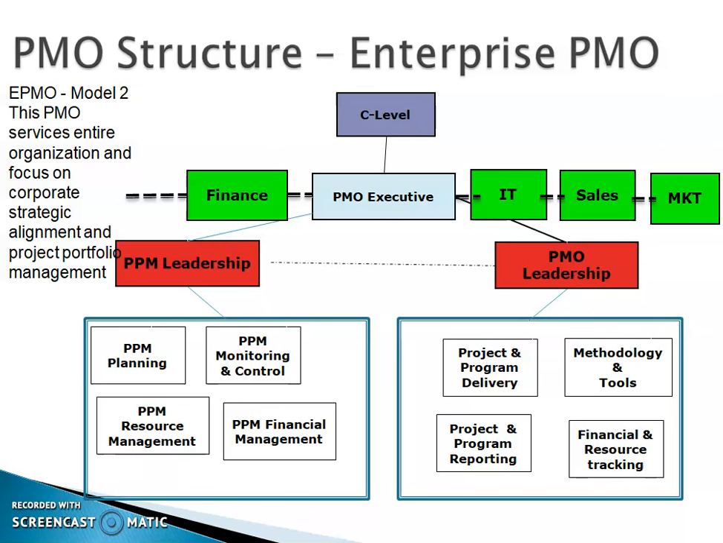And if you could see, there is a dotted line between the PMO leadership and the PPM leadership reporting to that PMO executive. The objective in these organizations is focusing the PMO leadership on delivering projects and programs and everything associated with them, and under the PPM leadership, looking at only the strategy, the value base, the benefit realization coming out of the projects and the programs.